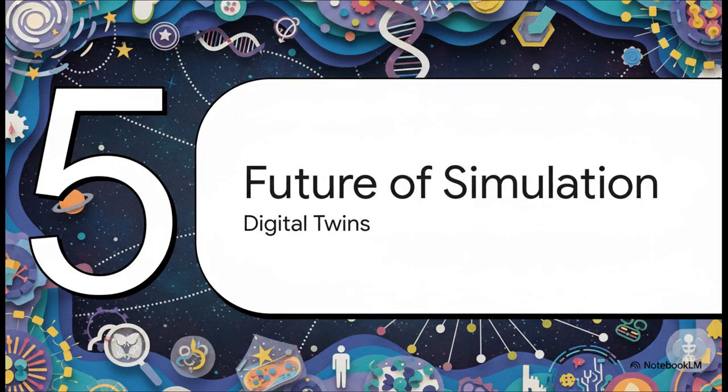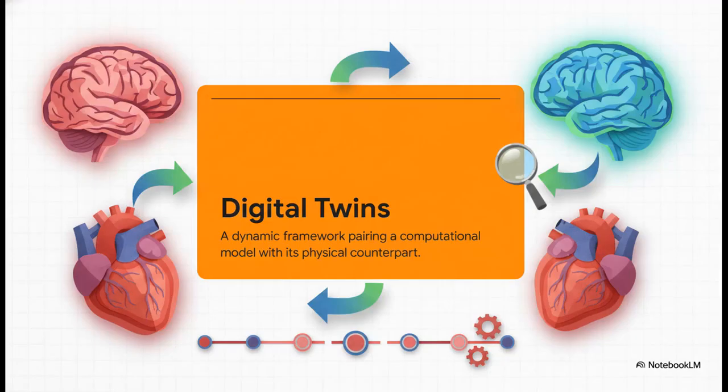All right, finally, part 5, the future of simulation. Let's pull back and look at the big picture. The absolute cutting-edge frontier of all this is the digital twin. A digital twin isn't just a static snapshot. It's a dynamic framework that pairs a highly detailed computational model directly with its physical counterpart in the real world. They communicate continuously. It's a virtual mirror of a real-world system that constantly learns, assimilates, and updates itself based on incoming physical sensor data, which allows for incredibly accurate real-time predictions. It's a total game changer.